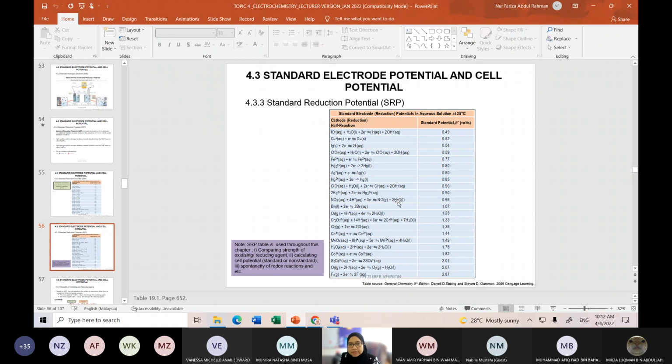Like I said just now, the more positive the value, the higher the tendency to undergo reduction. So as we go down the table, you can see that the values become more positive. Make sure that you are also able to relate from the value: if it is positive, that means it prefers reduction, and you must relate this to whether it is a good reducing agent or oxidizing agent.